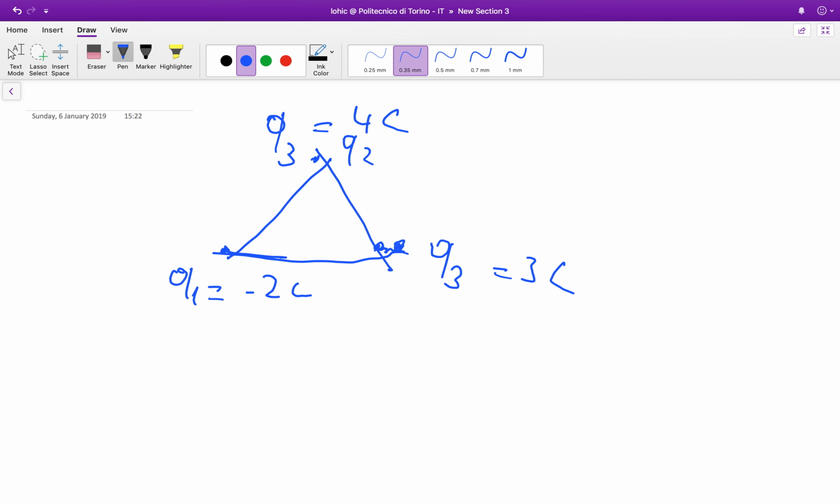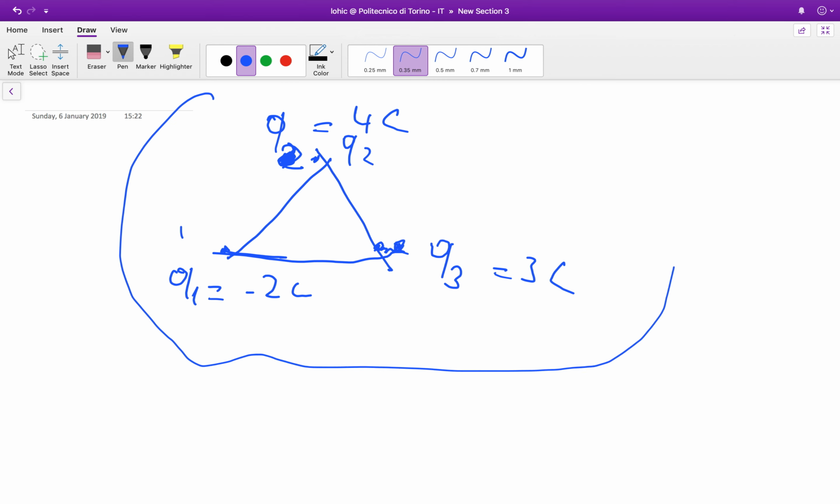Excuse me, it is Q2. Okay, doubts? No doubts. So we have these charges, and we don't want to understand the force that each one applies on the others anymore, because we fixed that in the first chapter. Now we want to find the total potential energy of this configuration.